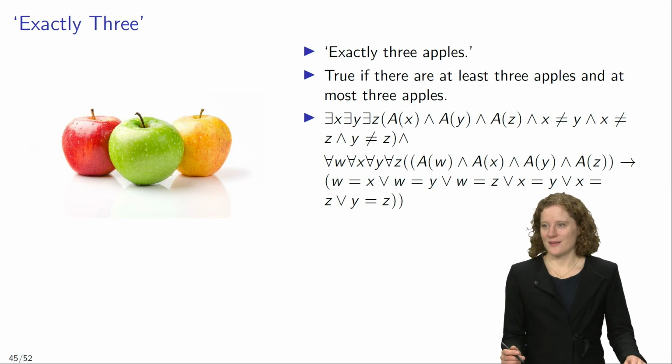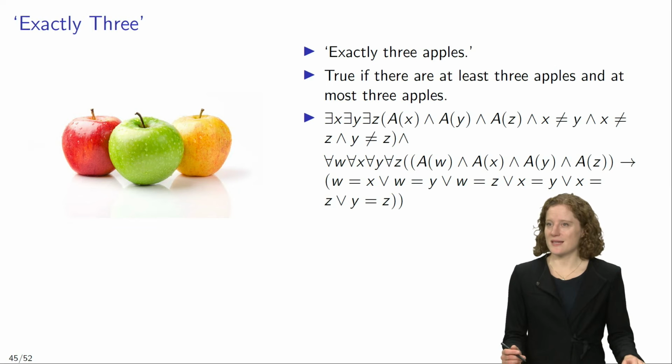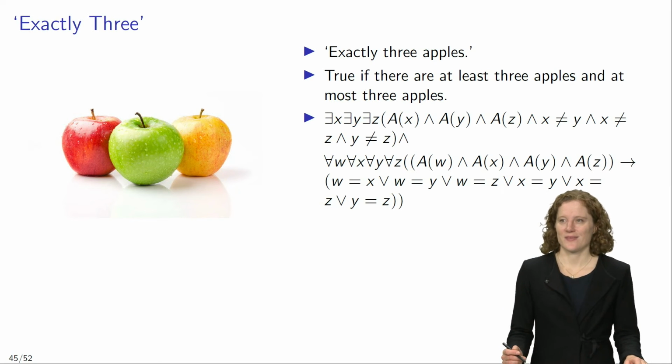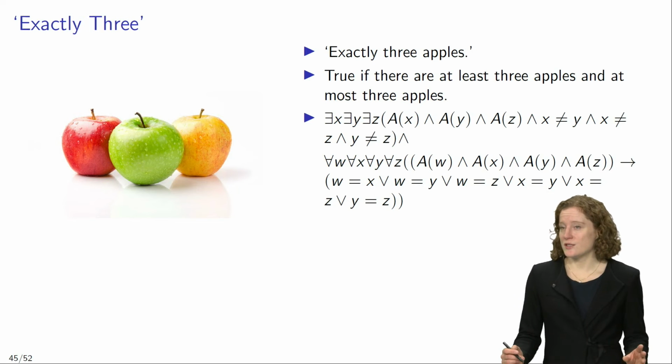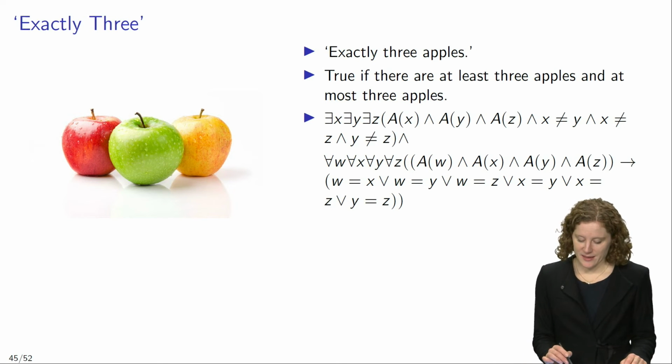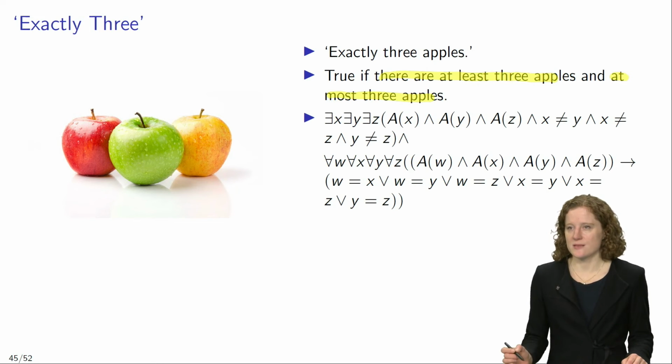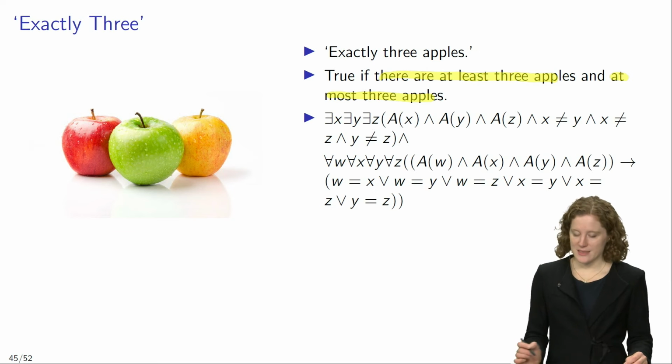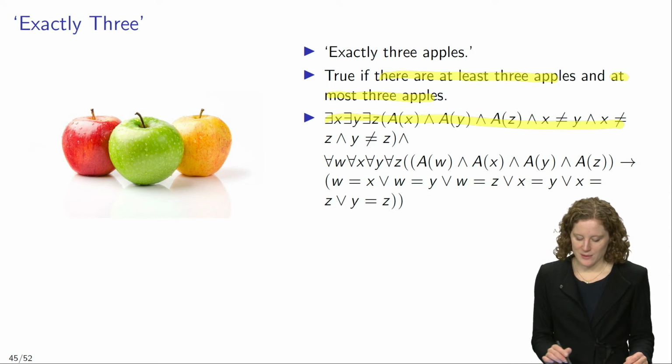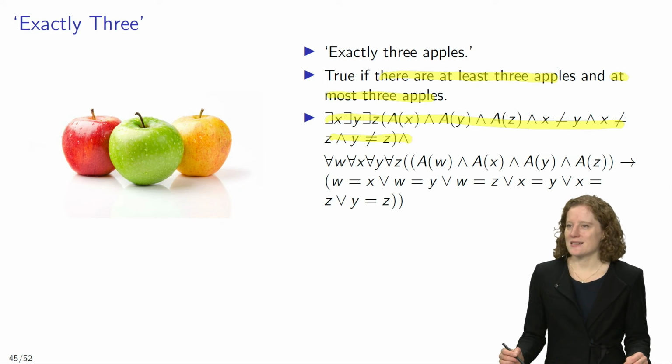Now, to continue on this theme, suppose you want to symbolize the sentence, there are exactly three apples. To symbolize this sentence, we need to say two things. We need to say that there are at least three apples, and we need to say that there are at most three apples. So here's how you can symbolize the sentence. First, we express that there are at least three apples by saying that there is an x and there's a y and there's a z, such that ax and ay and az, and x is not identical to y, and x is not identical to z, and y is not identical to z.